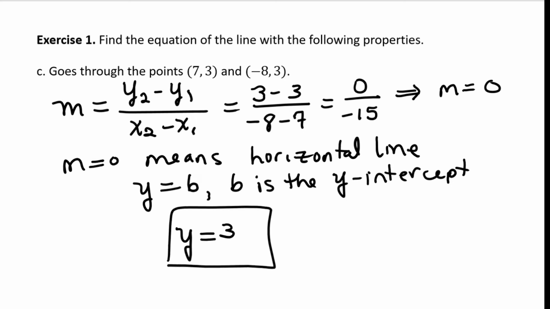By the way, if you recognized at the onset that these 2 points were points of a horizontal line, it would be sufficient for you to just write y equals 3.